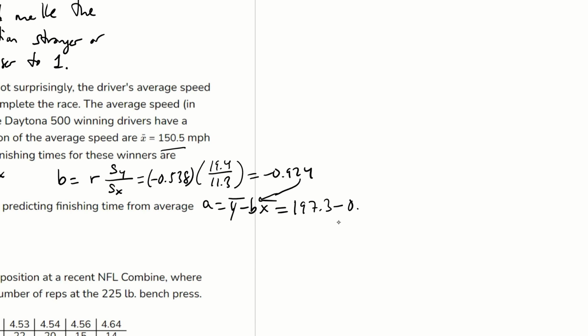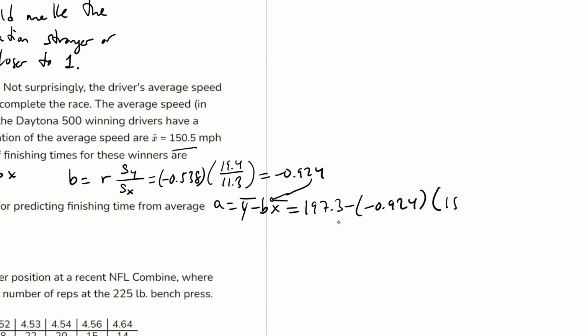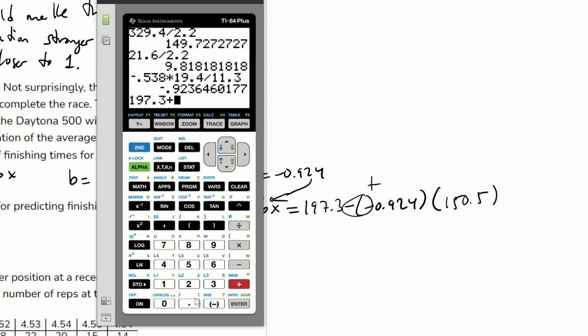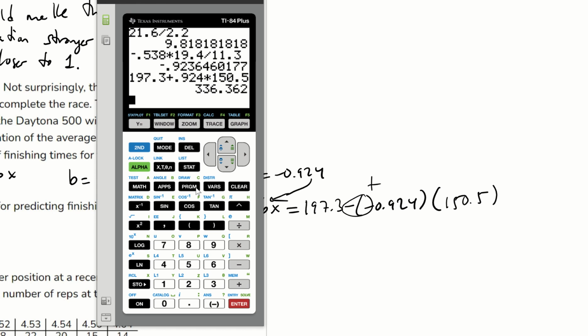Now this is a double negative, so minus negative actually turns into plus. And x bar is 150.5. We can just turn it into addition: 197.3 plus 0.924 times 150.5. We get 336.362. Okay.